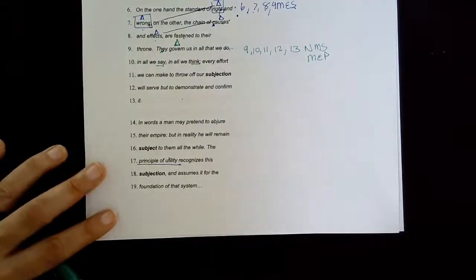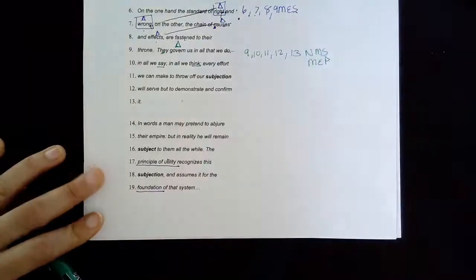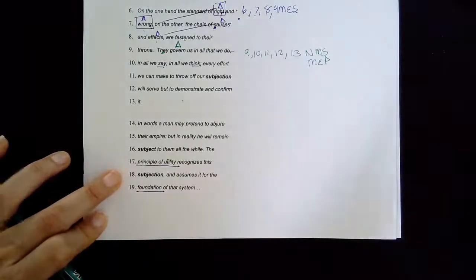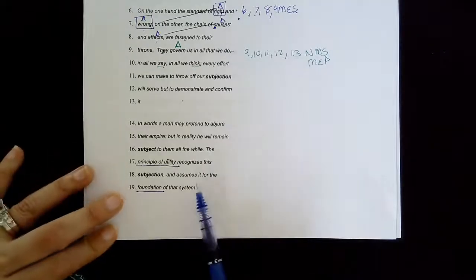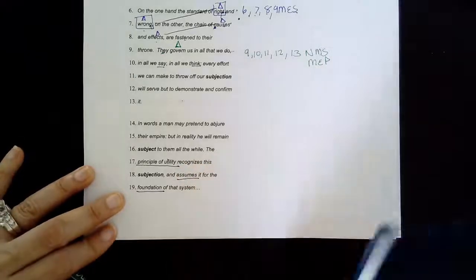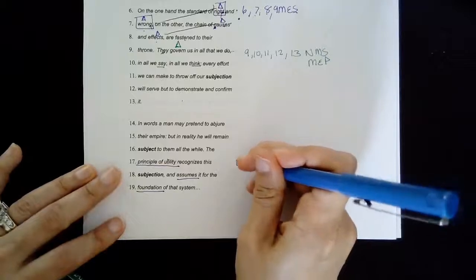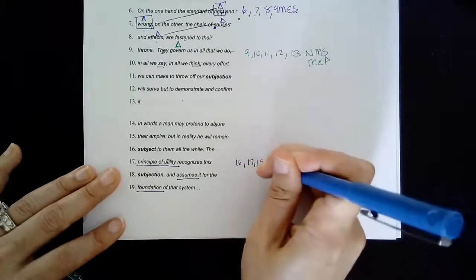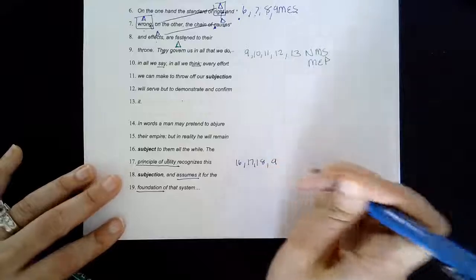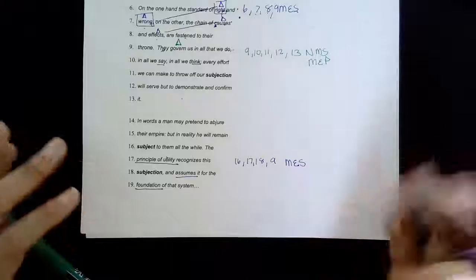So I'm going to put that in blue because I kind of have a schema here. So you can see that I'm color coding things. So the principle of utility recognizes this objection and assumes it for the foundation of that system. Okay, so here I'm going to say that this is a meta-ethical, primarily, in lines 16, 17, 18, and 19 comprise one single statement that make a meta-ethical claim or statement.